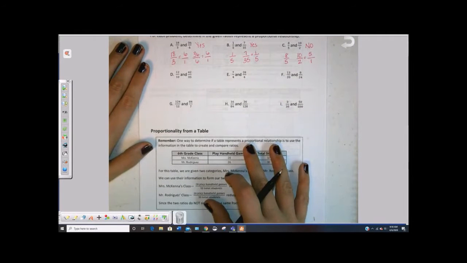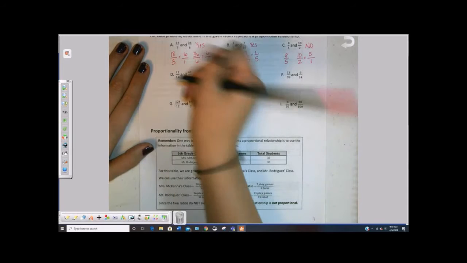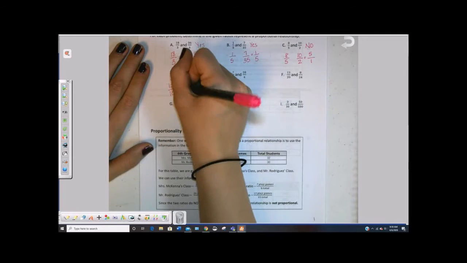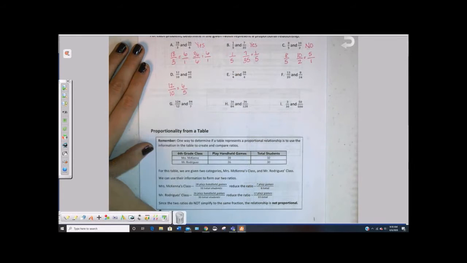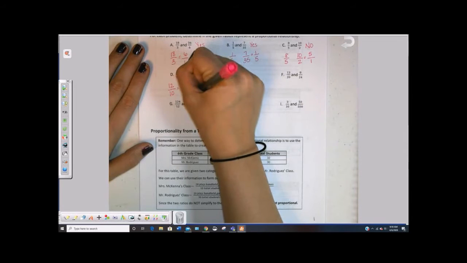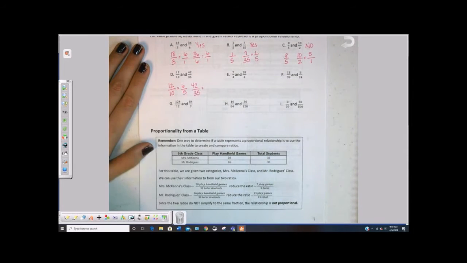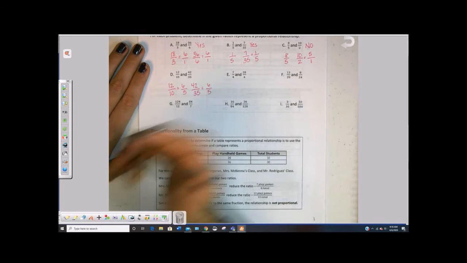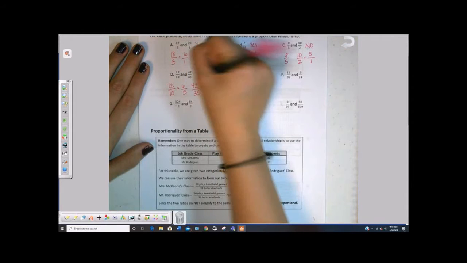D, you have 12 over 10, which simplifies to 6 over 5. 42 over 35 simplifies to 6 over 5. So are they equivalent? Are they proportional? Yes.